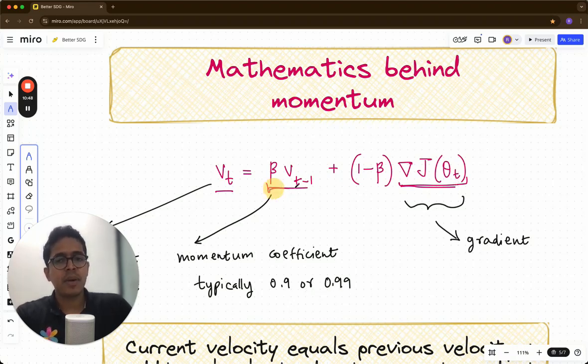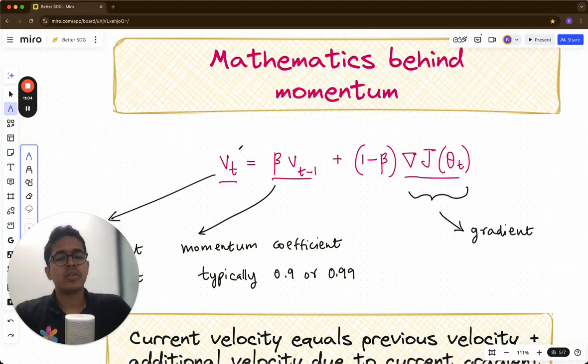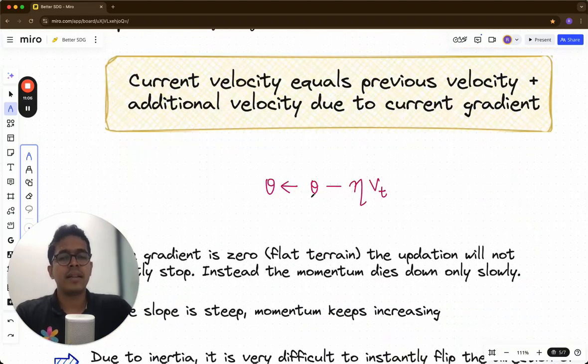The remaining 0.99 fraction is the weighted part. So you're taking a weighted average of 0.99 of the previous velocity plus 0.01 of the current gradient to get the current velocity, and you're using this velocity to update the value of theta, right?